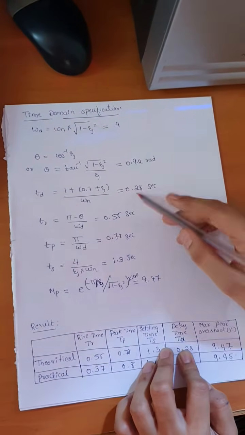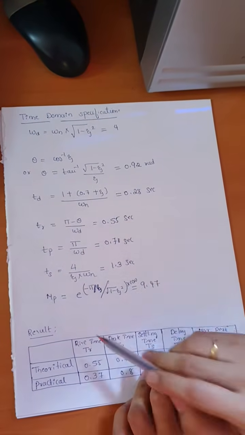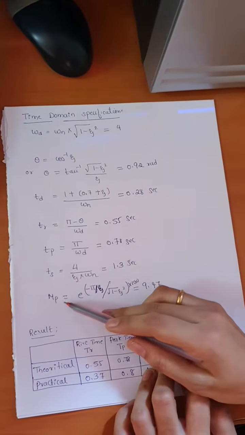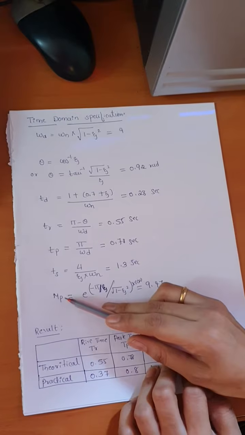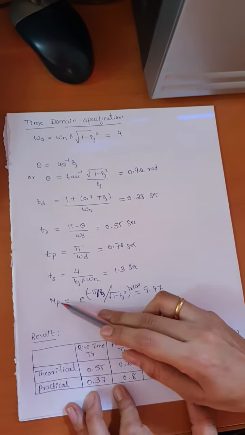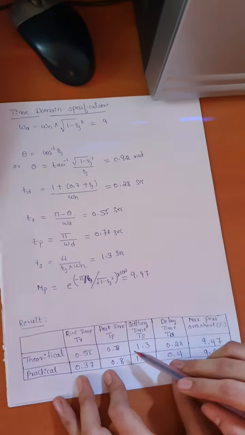Then the delay time will be 0.28 second, the rise time will be 0.55 second. Then the peak time, settling time and the maximum peak overshoot. Maximum peak overshoot means it is the percentage difference between the actual value and the desired value. So after calculation of these time domain specifications, we need to write this table.